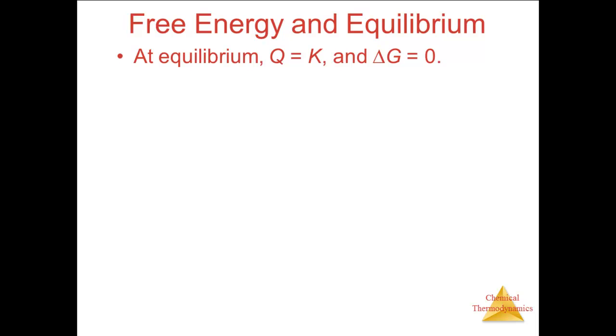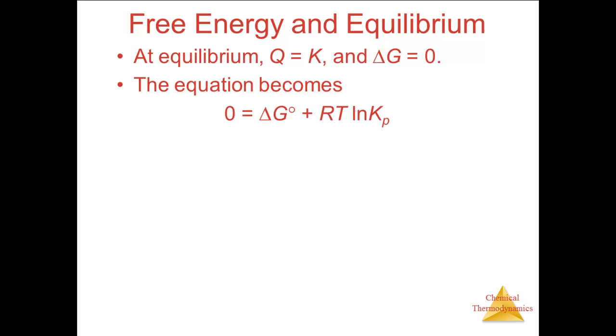If we are at equilibrium, then we know that the value of delta G is 0. We also know that the value of Q equals K. Substituting into the above equation, we get 0 equals delta G0 plus RT natural log of Kp. It must be Kp if there are any gases present. If there are no gases, then it doesn't matter.